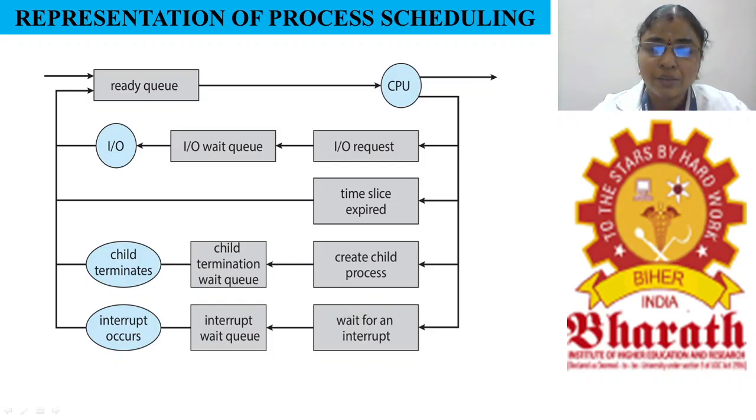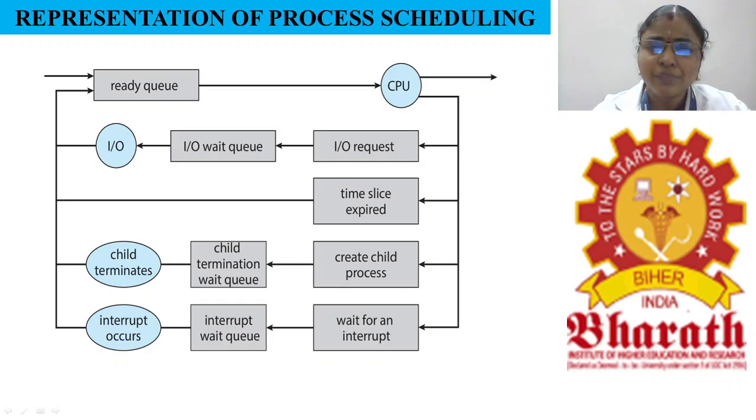In between, if the process needs any IO request, it is automatically switched over from the CPU, and then it waits in the IO wait queue. After getting the IO devices, it will be moved back to the ready queue. At that time, the CPU will process another process from the ready queue.